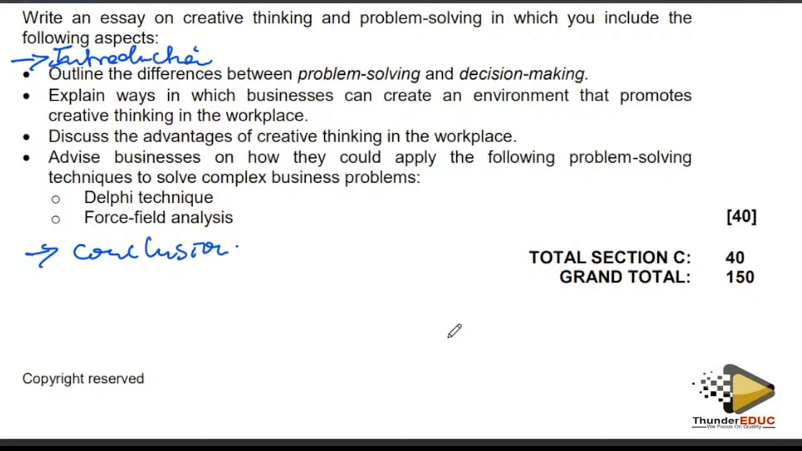So now we have landed on the last bullet, where you are advised to show how the following methods of problem solving normally operate. We have the Delphi technique as well as force field analysis. So we are going to start with the Delphi technique. Businesses must invite a panel of experts to research the complaints from the customers. Also, experts do not have to be in one place and will be consulted individually. Summarize the responses from the experts and write the report.